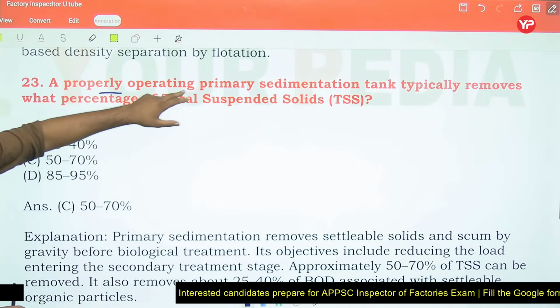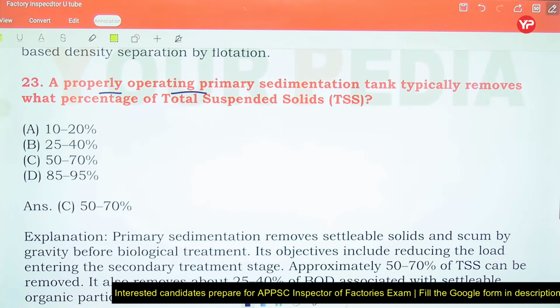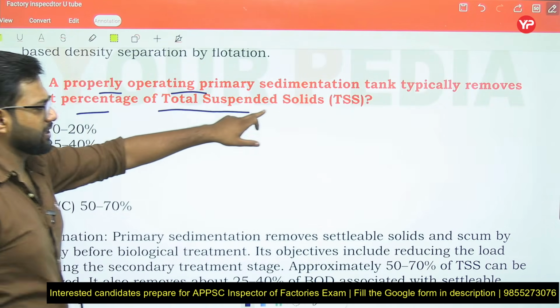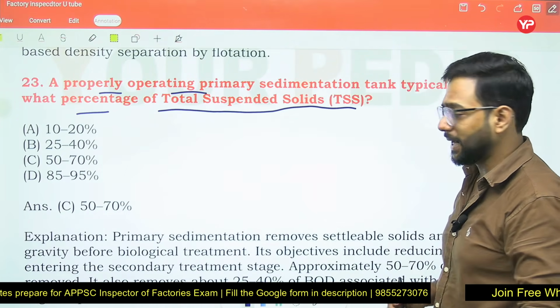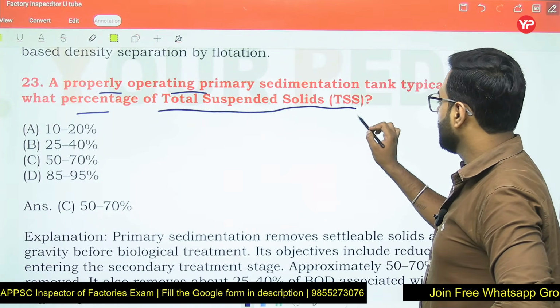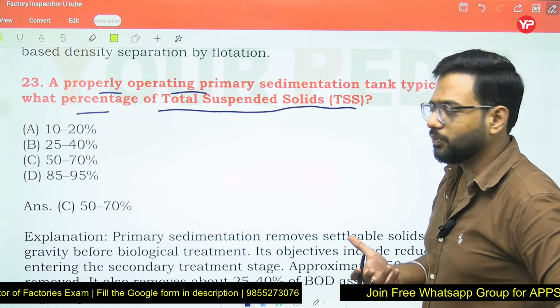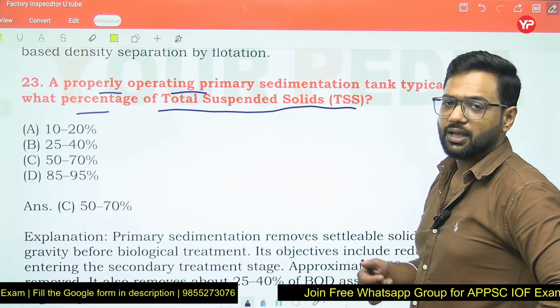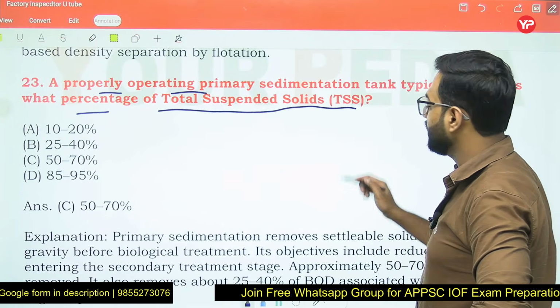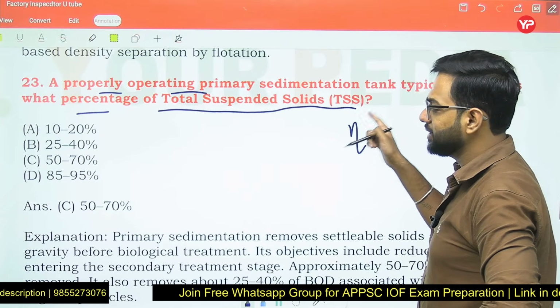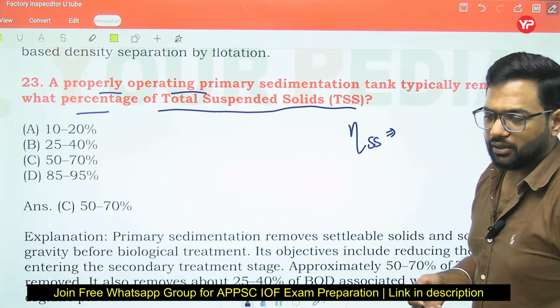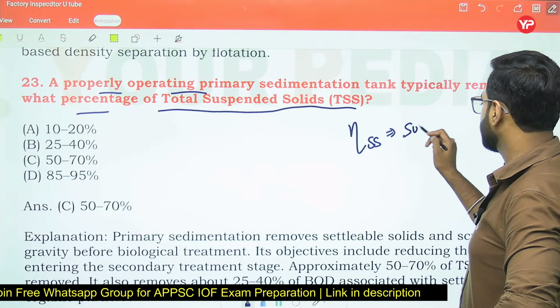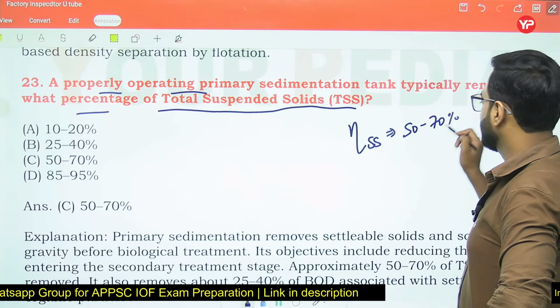A properly operating primary sedimentation tank typically removes what percentage of the total suspended solids? Now friends, when a question asks about the primary sedimentation tank, some key points are important for us to remember directly: the efficiency of the primary sedimentation tank for the removal of suspended solids is 60%, or in the range you can say 50 to 70%. But the answer is 60%.